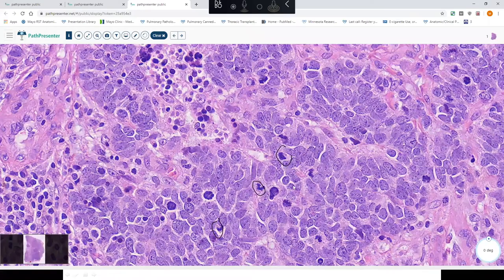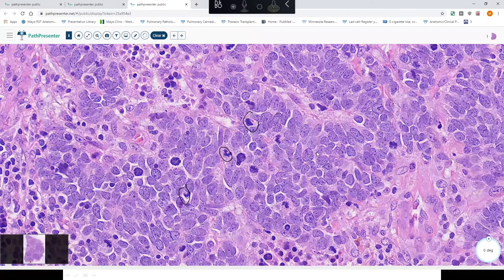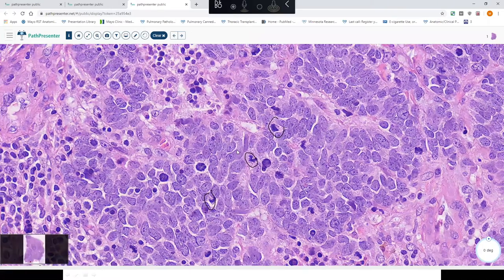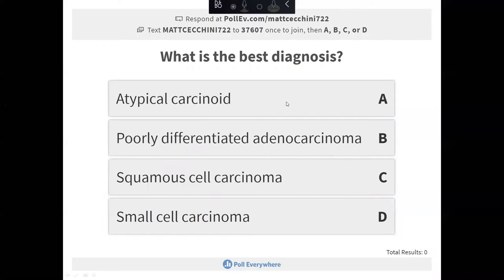So we have florid mitotic activity, the presence of necrosis, these cells with high nuclear to cytoplasmic ratios, and they have prominent nuclear molding. And the other thing I want you to notice is about the chromatin, it still has this kind of fine stippled chromatin pattern, and we're really not seeing prominent nucleoli in these cases. Perfect. So in this case, what would the best diagnosis be? Would it be A, atypical carcinoid, B, poorly differentiated adenocarcinoma, C, squamous cell carcinoma, or D, small cell carcinoma?